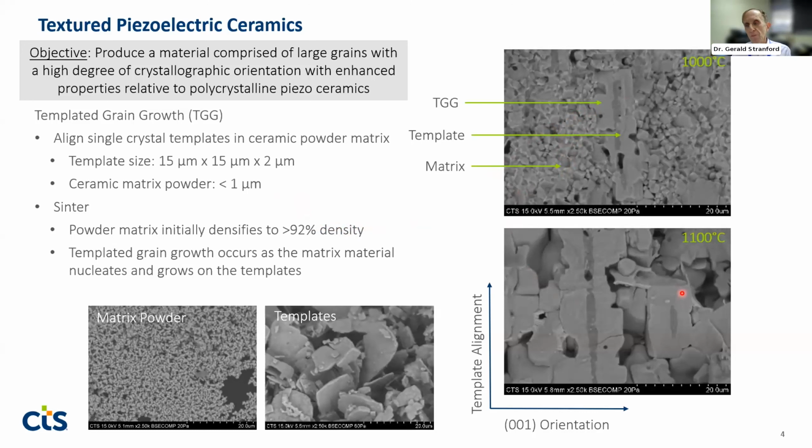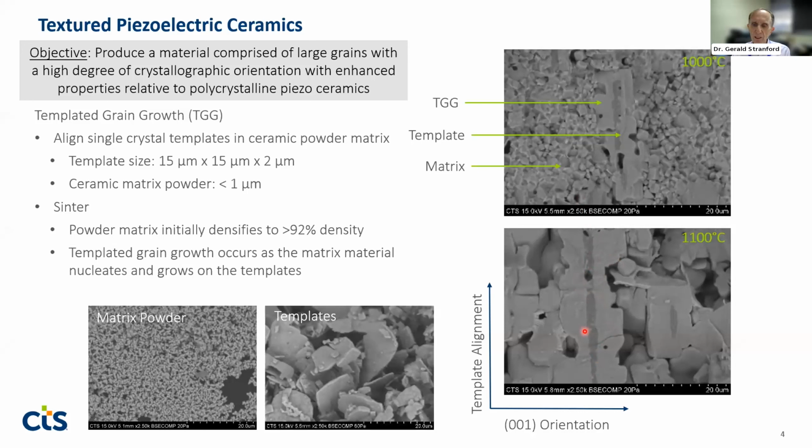The bottom micrograph is going further, 1100 degrees C. This wouldn't necessarily be our endpoint. We do go to higher temperatures and longer times during our sintering cycle. But you can see you've got a large amount of grain growth around the templates, and the fine grain microstructure is basically consumed, growing larger grains.